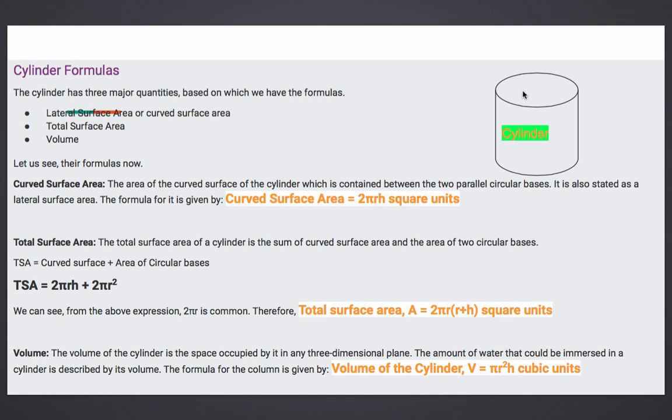What is 2 pi r? The circumference of the circle, right? And h is the height. So we get the curved surface area of the cylinder as the formula 2 pi r h. Square units, because it's the area.